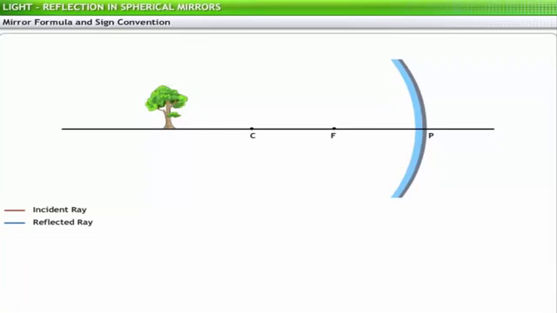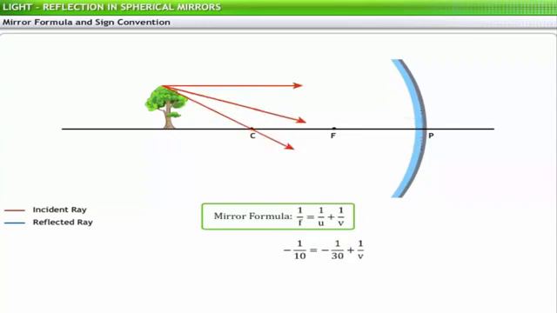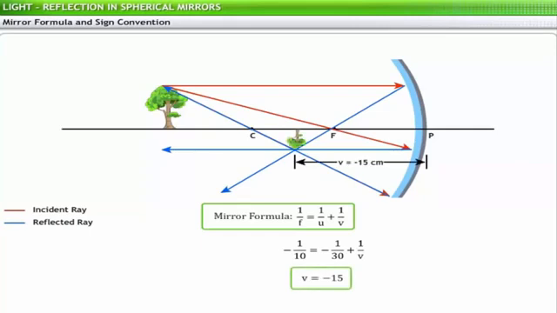Try to apply the mirror formula in this problem. According to the problem, u is equal to 30, f is equal to 10. According to the mirror formula, 1 divided by f is equal to 1 divided by u plus 1 divided by v. Substituting the values for f and u in the formula, you get v is equal to minus 15.